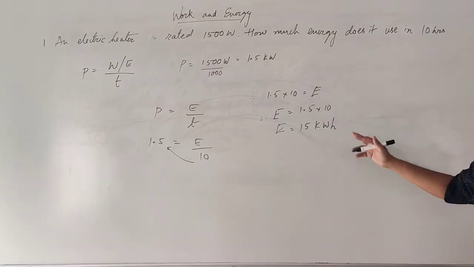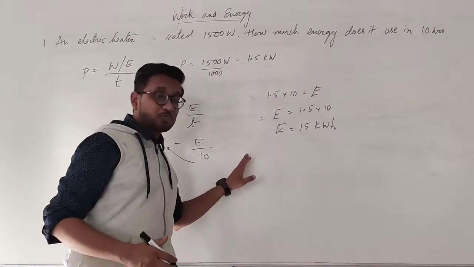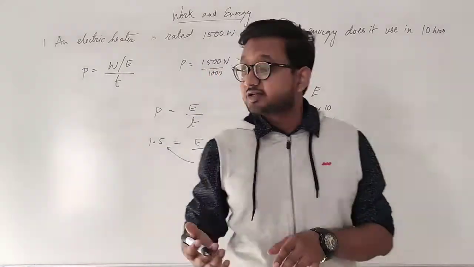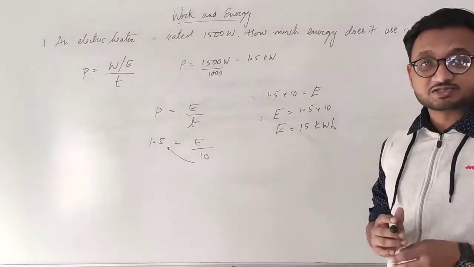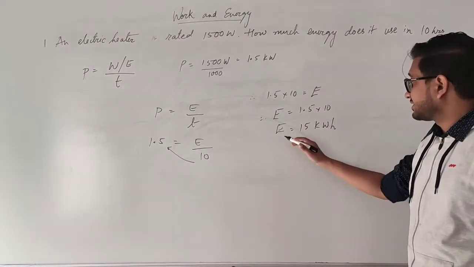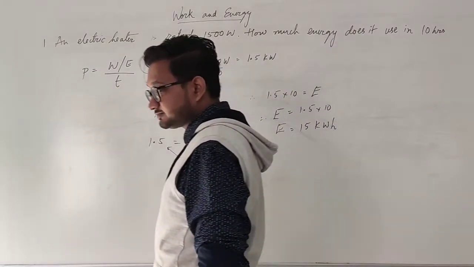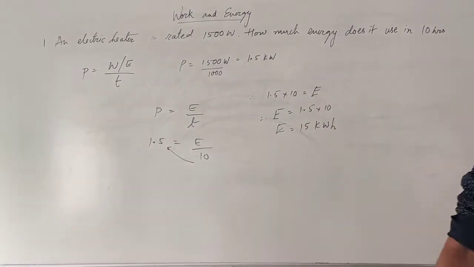Remember, kilowatt hour. The unit has changed. You are multiplying just power with time. So now the energy we have found out, the unit of energy is not kilowatts. We have to multiply it with time as well. So the energy is 15 kilowatt hour. I hope it is clear to you students. Take a moment and then we will move on to the next one.